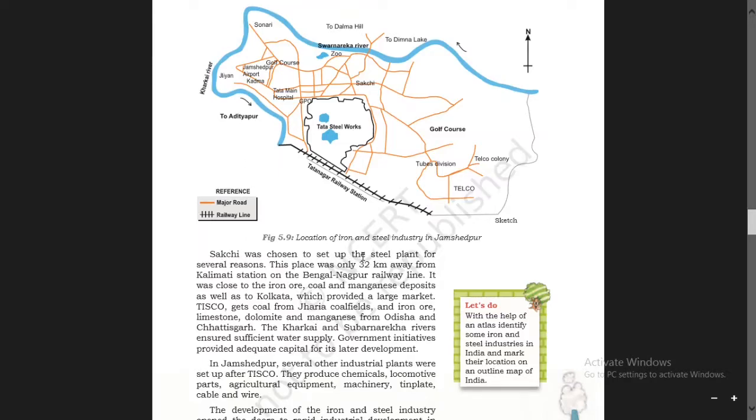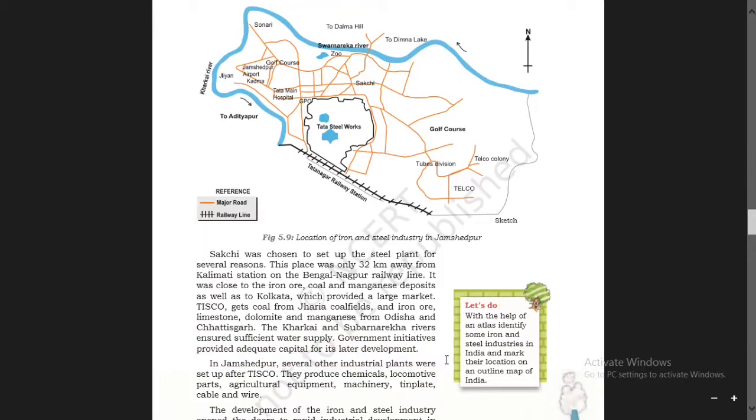Sakchi was chosen to set up the steel plant for several reasons. There are many reasons why this Sakchi was chosen to set up this steel plant. This place was only 32 kilometers away from Kalimati station on the Bengal Nagpur railway line. It was close to the iron ore, coal and manganese deposits as well as to Kolkata, which provided a large market. TISCO gets coal from Jharia coalfields and iron ore, limestone, dolomite, and manganese from Odisha and Chhattisgarh. The Kharkai and Suvarnarekha rivers ensure sufficient water supply. Government initiatives provided adequate capital for its later development.